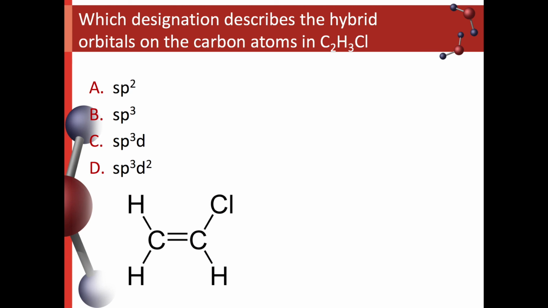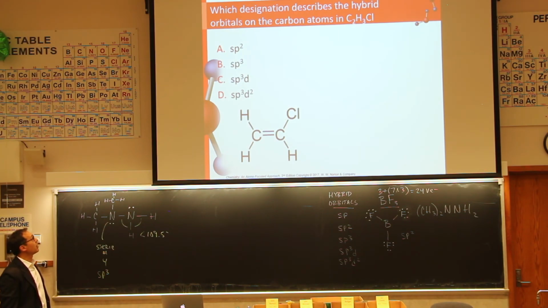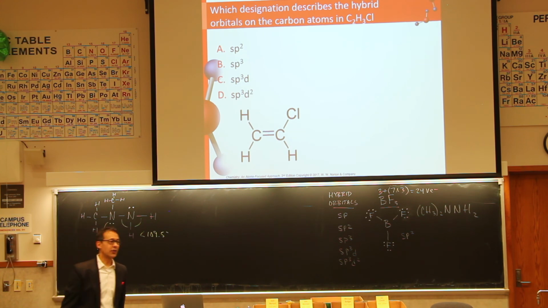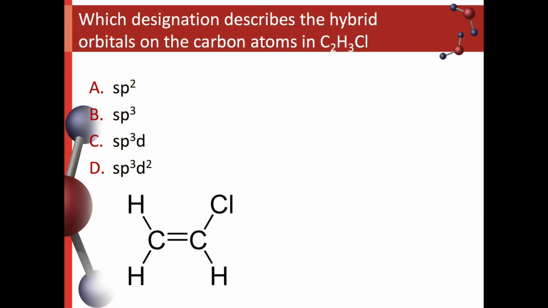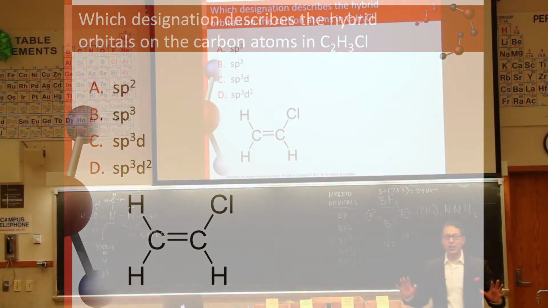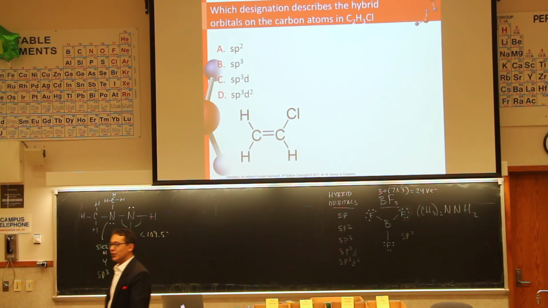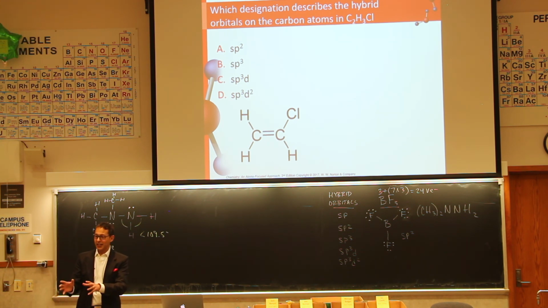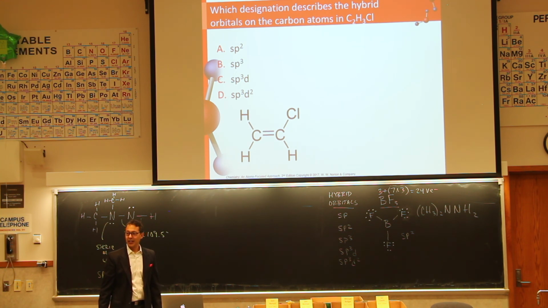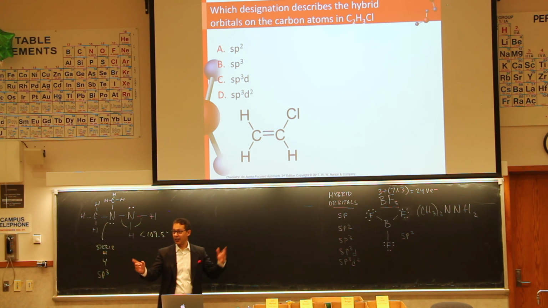Now, as far as test type questions go, here's one for you. Which designation describes the hybrid orbitals on the carbon atoms in this molecule here? Okay, what would be the hybridization on the carbon atoms? So take a moment and check with your neighbors, see if you concur. Now that you've had a chance to check with your neighbors, let's see what our consensus is. You two were chatting with each other here. Did you agree? Okay, so what did we agree on? What is the hybridization? It's sp2 because our steric number is 3. That double bond counts as one thing. So that is sp2. Nicely done.